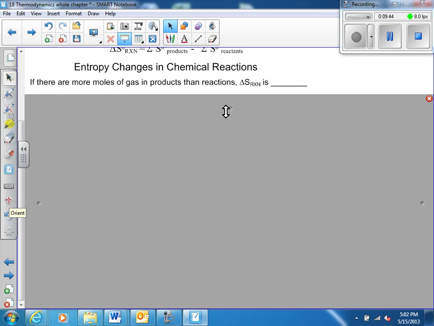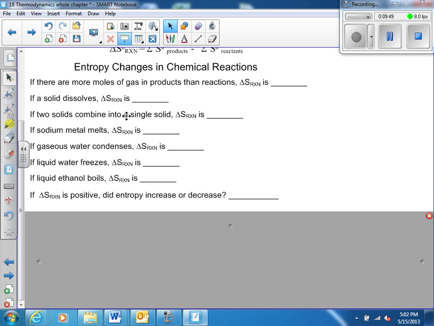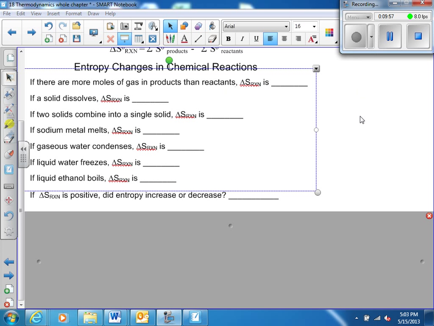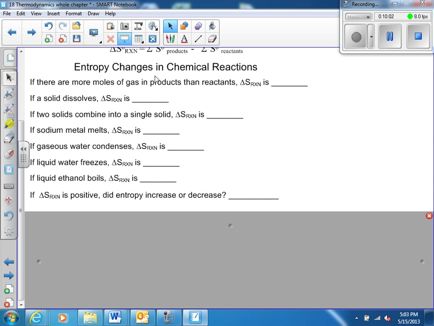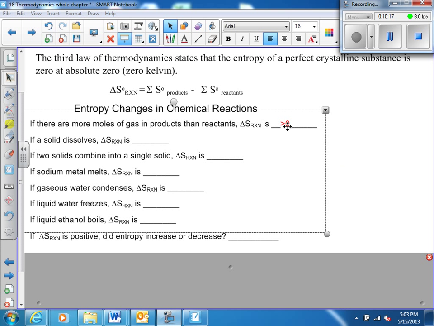Okay, so let's look at some different problems here. We're going to think about whether entropy is increasing or decreasing. If we have more moles of gas in the products than the reactants, who has more entropy, the products or the reactants? More moles of gas, so the products have more entropy. So we have more entropy minus less entropy, which should be a positive number. So delta S reaction is greater than 0. It's positive. So I want you to do these.